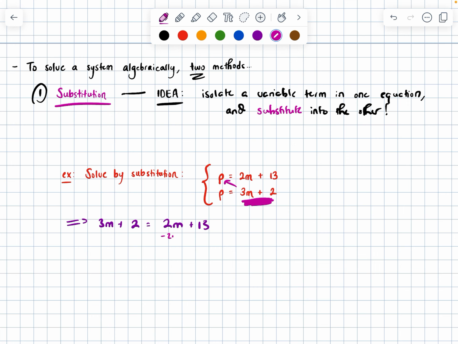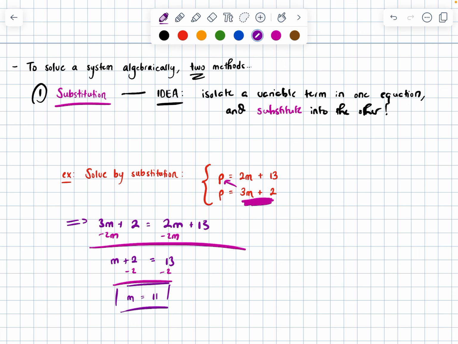To do that, maybe I'll start by subtracting 2m from both sides. I could have subtracted 2, I could have subtracted 13, could have subtracted 3m, doesn't really matter. From here, I get m plus 2 is equal to 13. All I need to do to get m by itself is subtract 2 from both sides. That tells me that m is equal to 11.